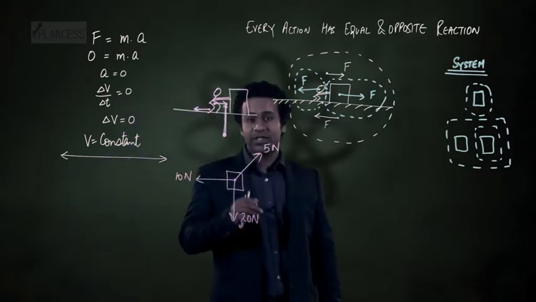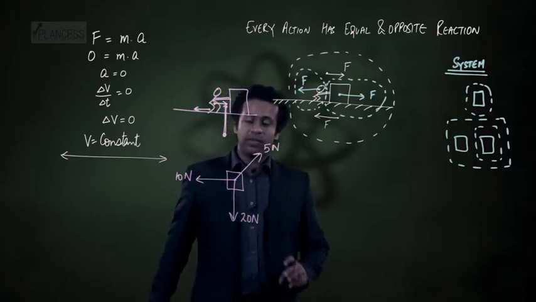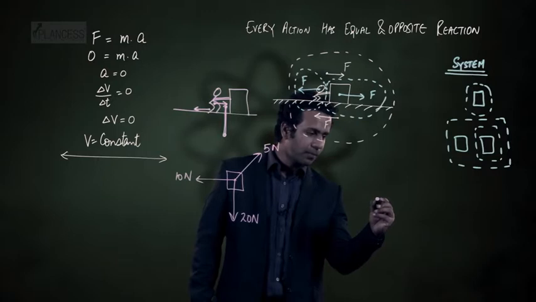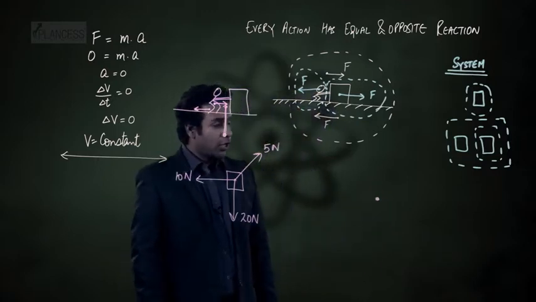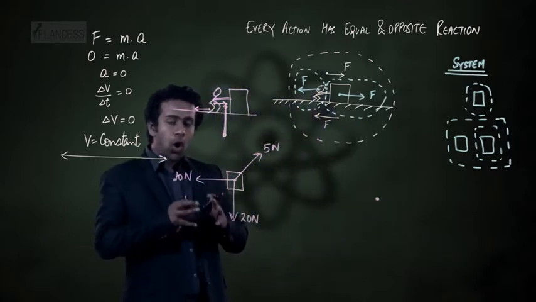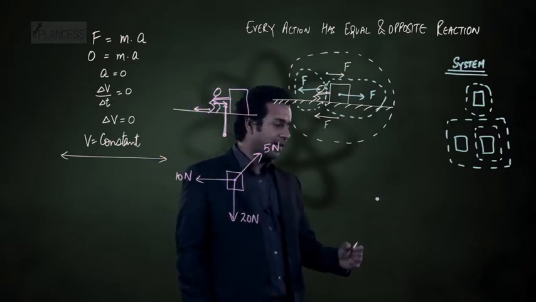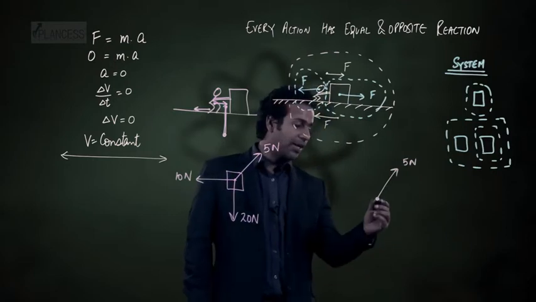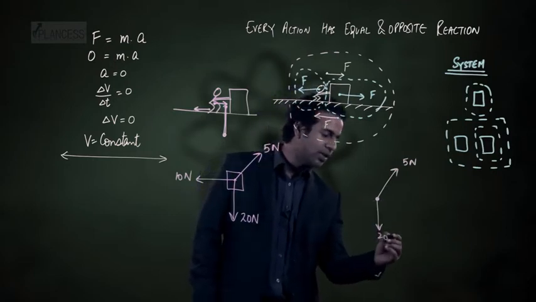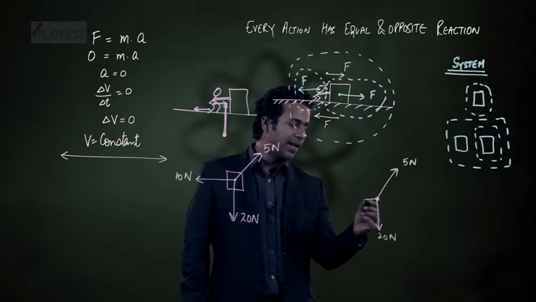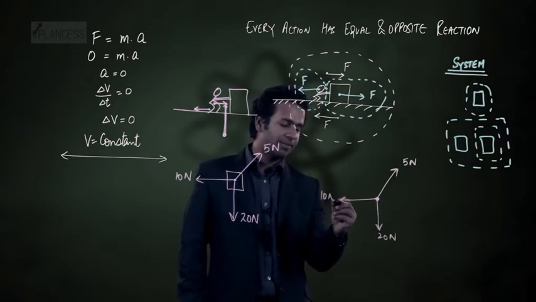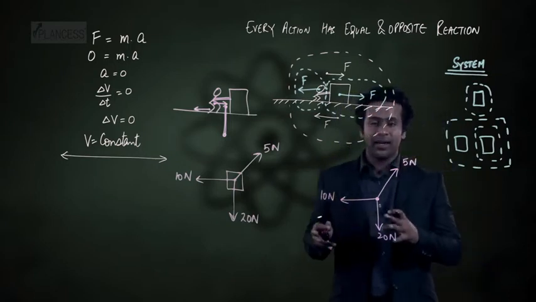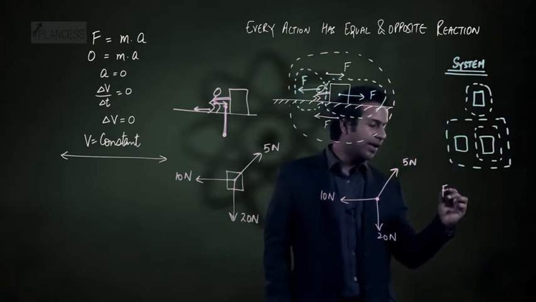Now, when we wish to analyze the situation, we will represent this block by a point. Right. And then we will show all the forces which are acting on it. Like in this case, we have a 5 Newton force, then a 20 Newton force acting downwards, and then a 10 Newton force towards the left. Right. So what we have drawn here is called a free body diagram.